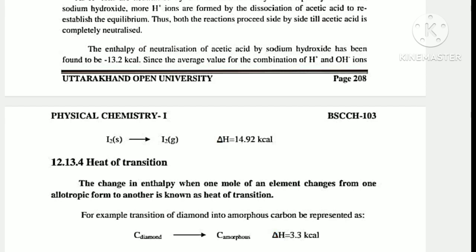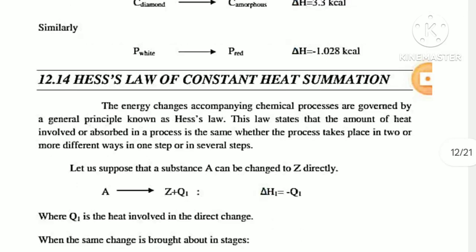Heat of transition. The change in enthalpy when 1 mole of an element changes from one allotropic form to another is known as heat of transition. For example, transition of a diamond into amorphous carbon can be represented as follows.